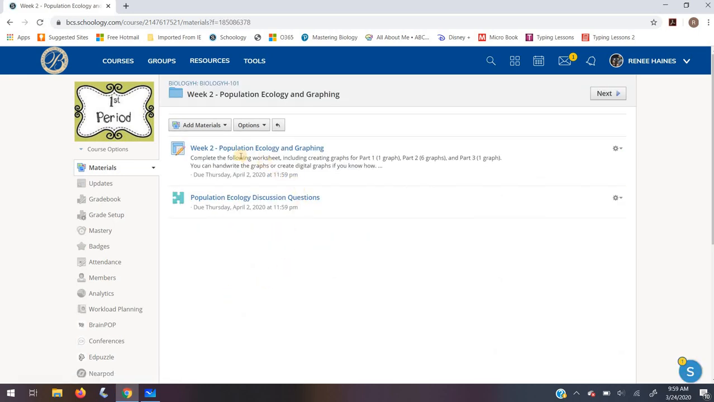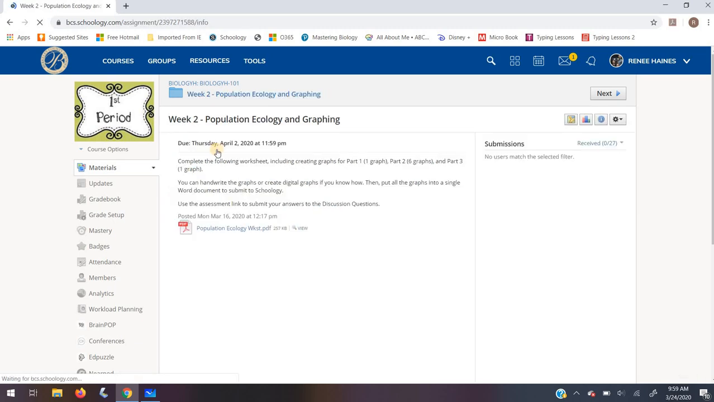there are 2 assignments in there. The first one is week 2, population ecology and graphing, and the second one is population ecology discussion questions. We're going to start with this one. It gives you some directions here.